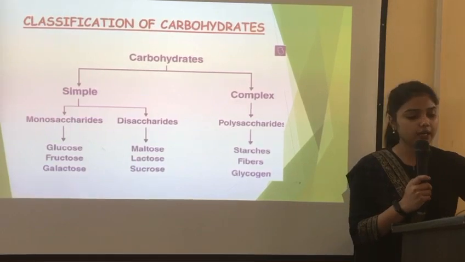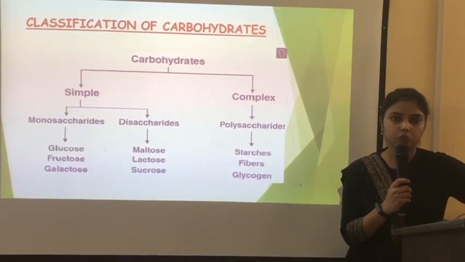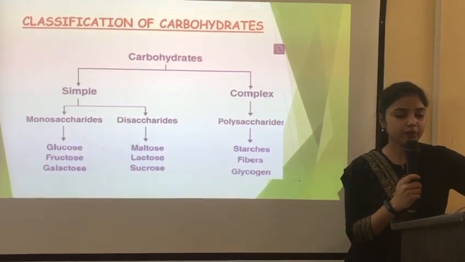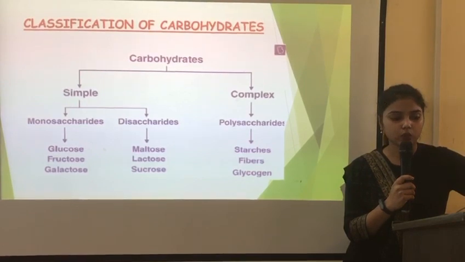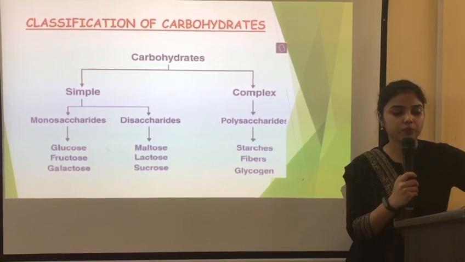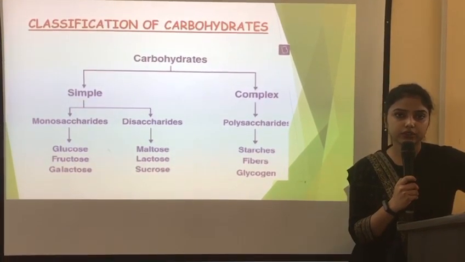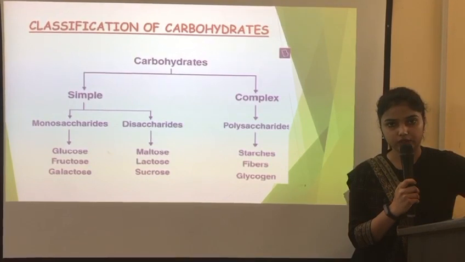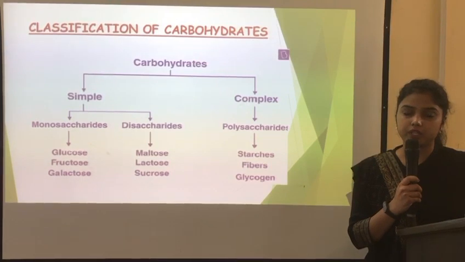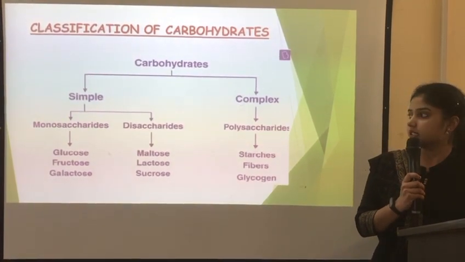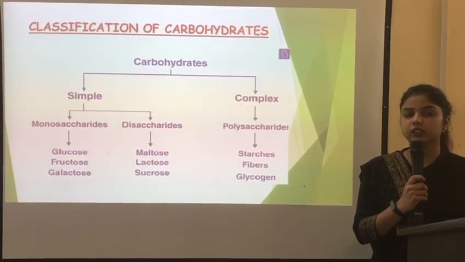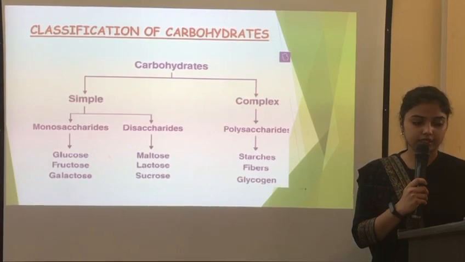Examples of monosaccharides are glucose, fructose, galactose. Examples of disaccharides are maltose, lactose, sucrose. And examples of polysaccharides are starch, fiber, and glycogen. These are about the classification of carbohydrates. Now we discuss the definition of monosaccharides, disaccharides, and last one is polysaccharides. Let's start.